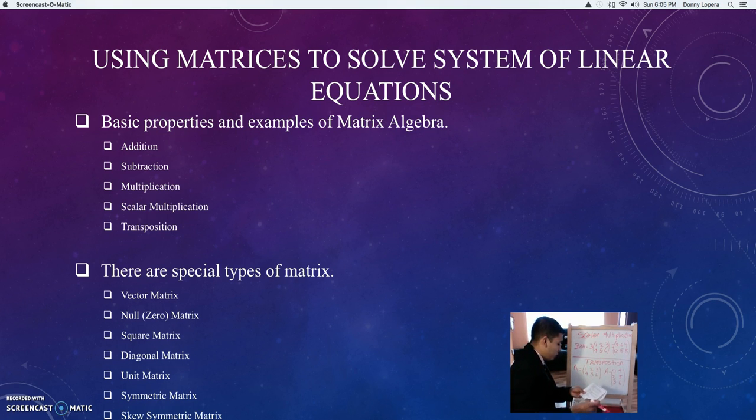And transposition of a matrix is converting an m by n matrix into an n by m matrix by flipping the rows and columns.